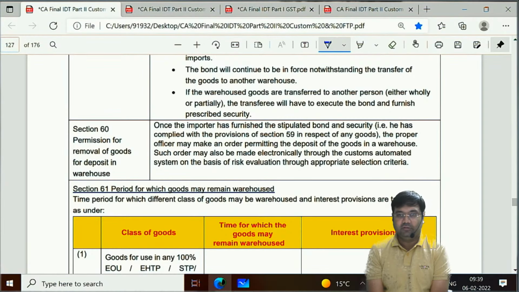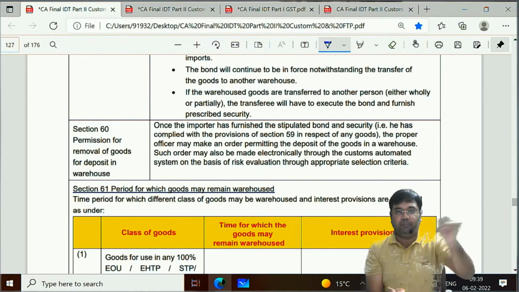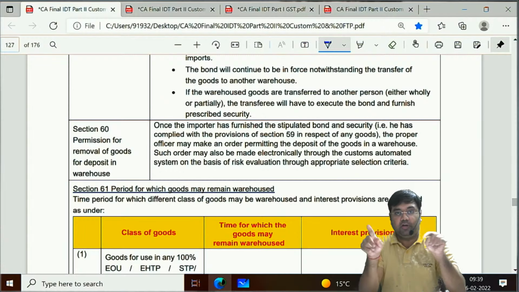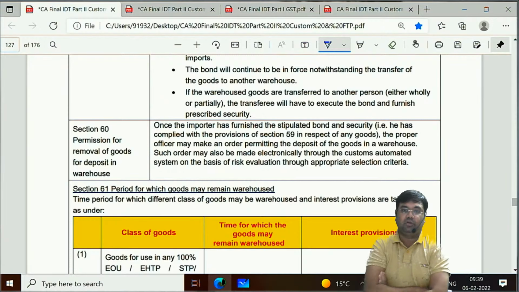So if it is sold, now a new owner came. And remember, we discussed previously that in case of high seas sales, or any sale which is going to happen before the goods are cleared for home consumption, now the new buyer is going to complete all the formalities. He is going to step into the shoes of the original importer and complete all the formalities, including payment of duties. Because in case of warehouse goods, no duties have been paid. So now this new buyer, new owner, is going to pay the duties.